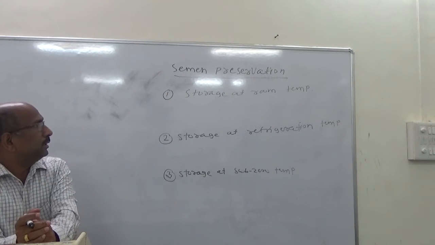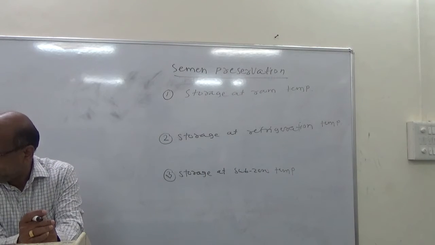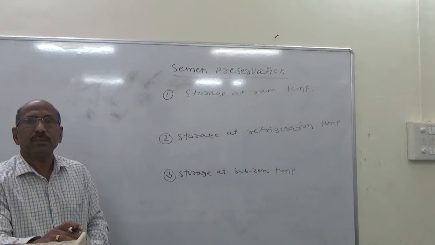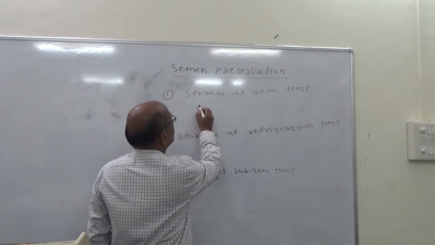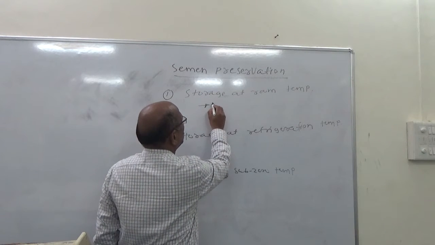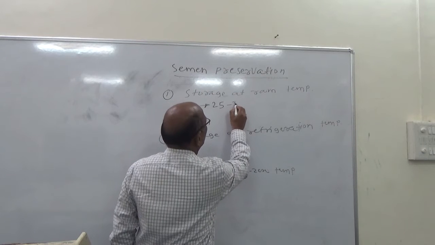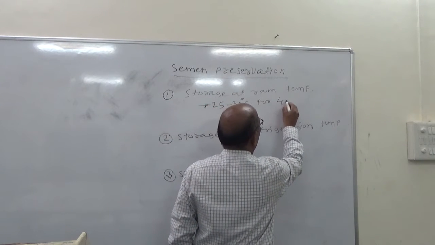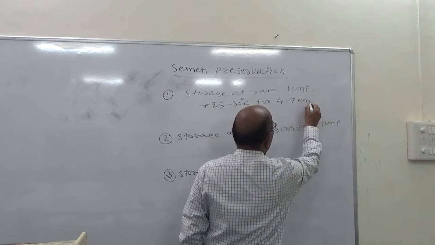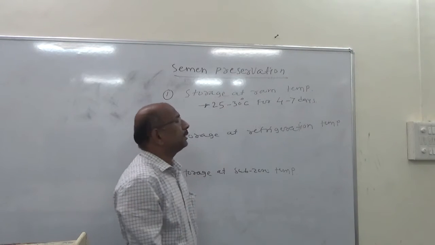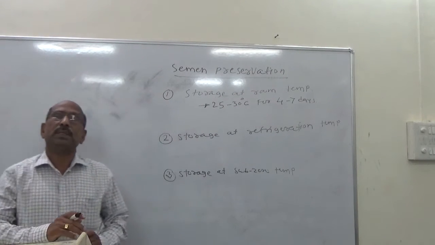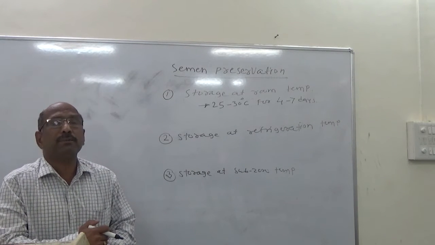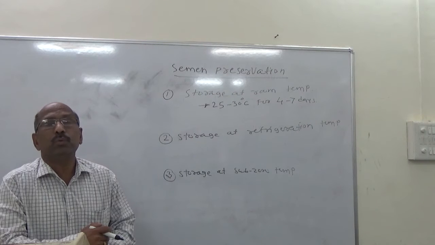The first is storage at room temperature. In this method, the semen is preserved at 25 to 30 degrees centigrade for 4 to 7 days.